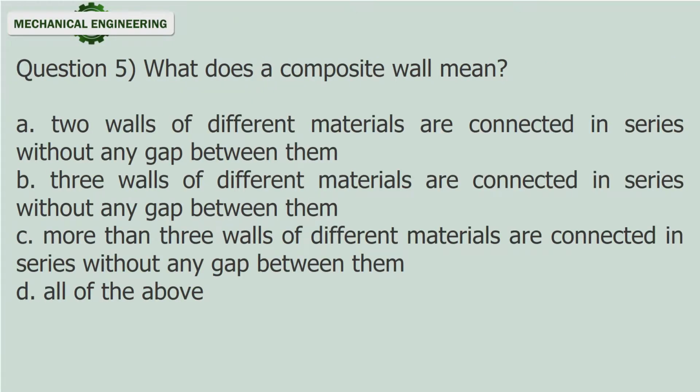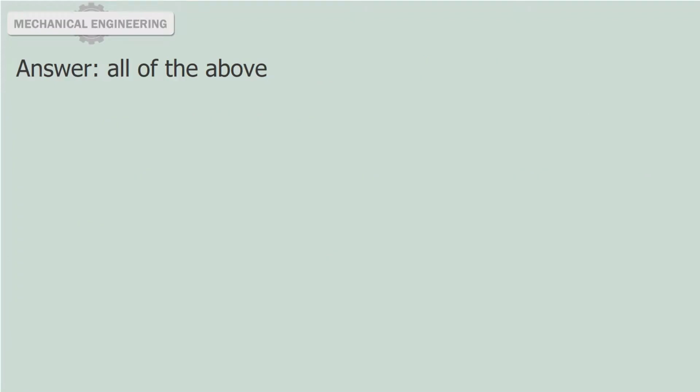Question 5. What does a composite wall mean? A. Two walls of different materials are connected in series without any gap between them. B. Three walls of different materials are connected in series without any gap between them. C. More than three walls of different materials are connected in series without any gap between them. D. All of the above. Answer: all of the above.